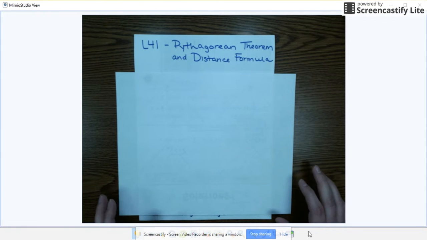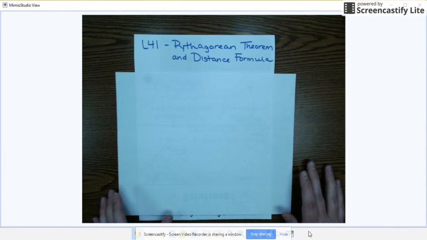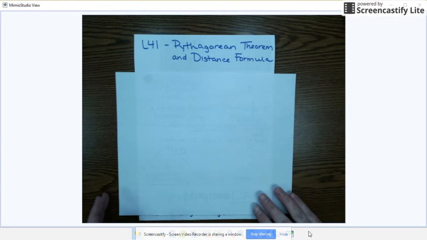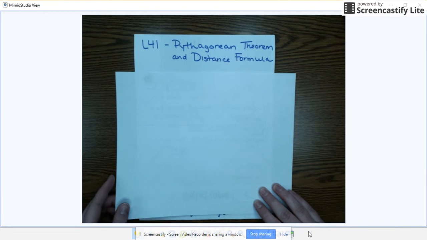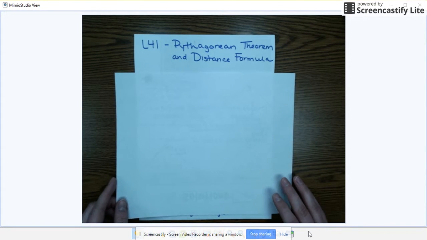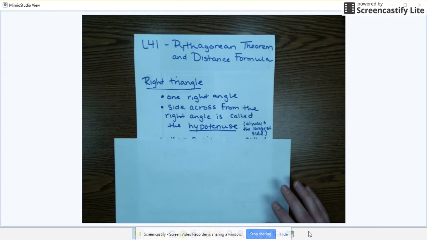Okay, today's lesson is lesson 41, and it's going to be all review. So we're going to quickly go through this. We're going to talk about the Pythagorean theorem and the distance formula. So in order to use the Pythagorean theorem, remember we need a right triangle.